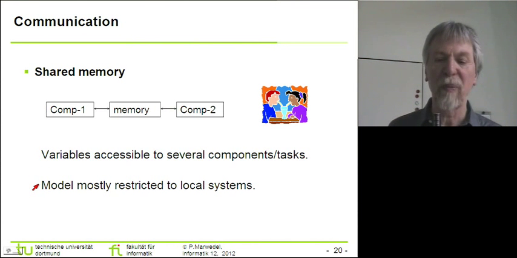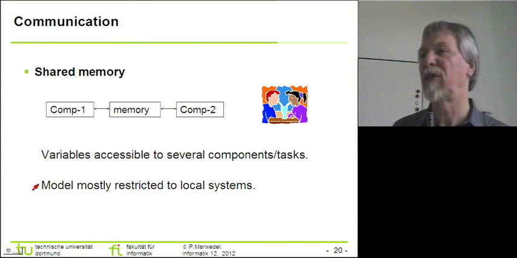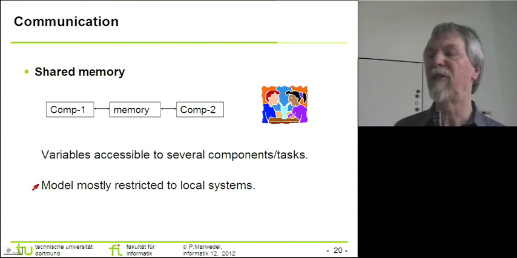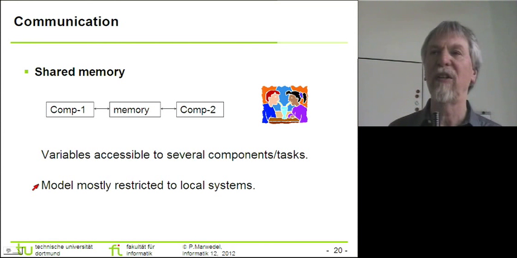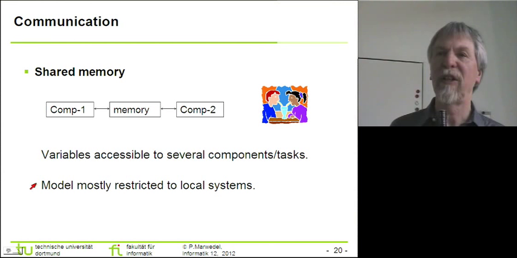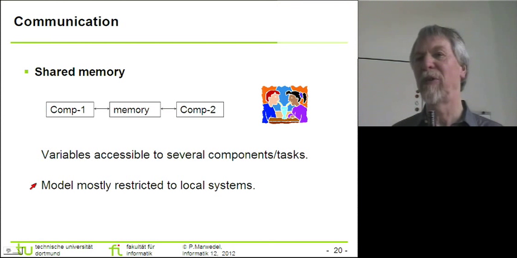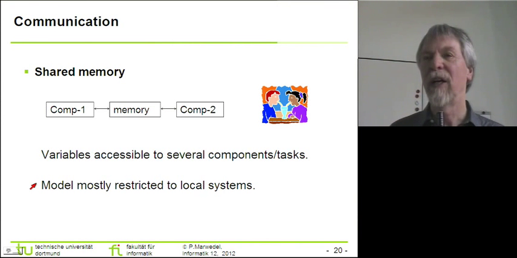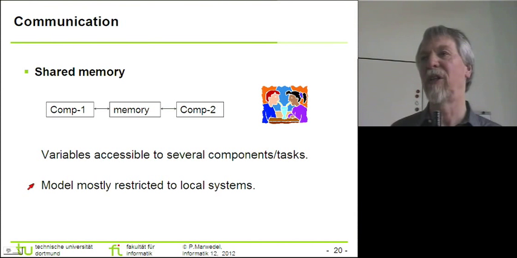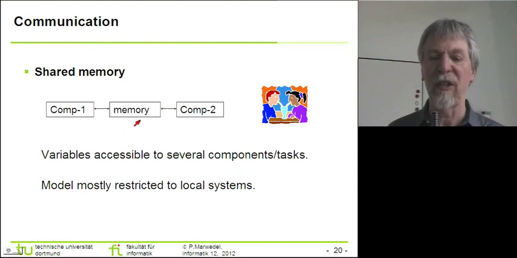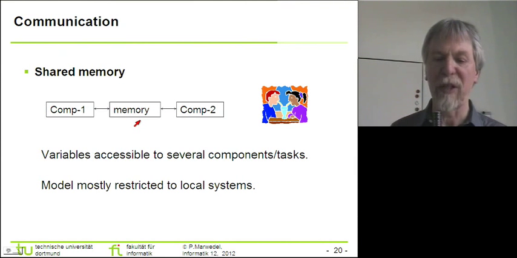Unfortunately, shared memory-based communication is mostly restricted to local systems, because if we try to use shared memory-based communication in a distributed system, let's say in a system which is distributed over several different continents, this way of communication would be very slow because it would take some time for the variables actually to propagate into these memories, so all updates would require quite some time.